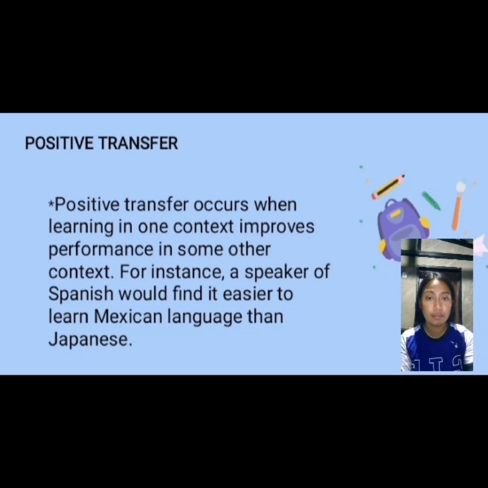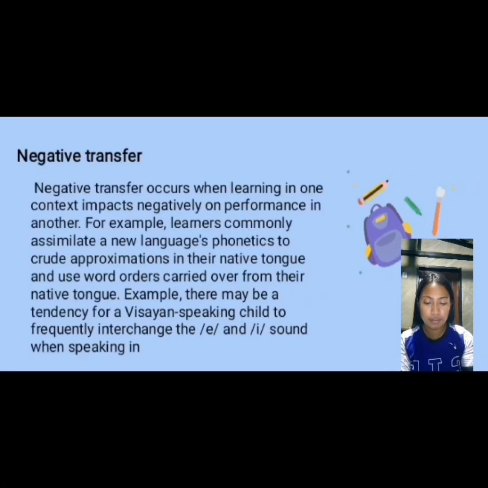Next is a negative transfer. Negative transfer occurs when learning in one context impacts negatively or performance in another. For example, learners commonly assimilate a new language's phonetics to crude approximations in their native tongue and use word orders carried over from their native tongue. Example, there may be a tendency for a Visayan speaking child to frequently interchange the e and i sounds when speaking.